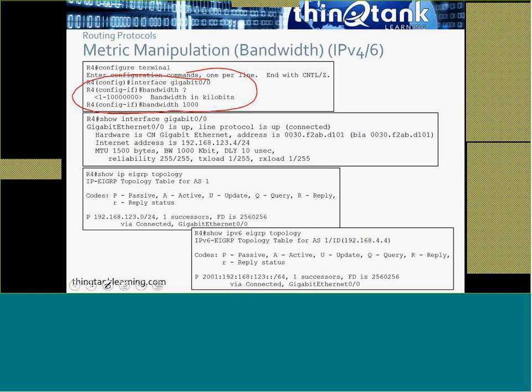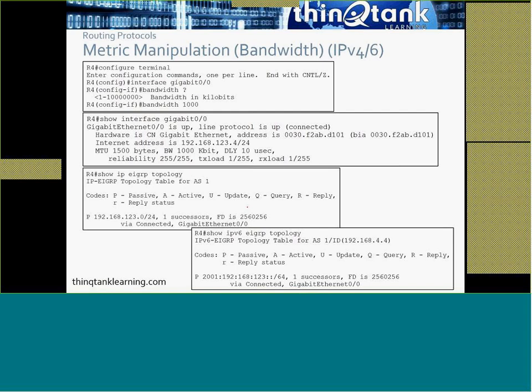The other thing that you can change on an interface is delay. We'll see that in the next slide. But notice I changed the bandwidth to 1,000. And sure enough, when I do a show interface, I see now the bandwidth is 1,000. And as I would suspect, the metric went up significantly, didn't it? The metric went up to 256.0256. The slower the bandwidth, the more the link costs. Make sense?